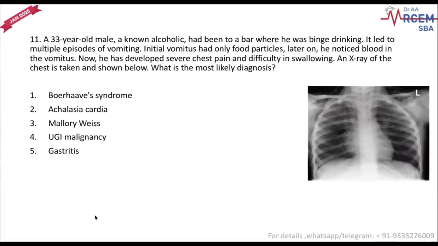A 33 year old male, a known alcoholic, has been to a bar where he has been binge drinking. It has led to multiple episodes of vomiting. Initial vomiting has food particles. Later, they have noticed that some amount of blood is present. Now he has developed severe chest pain and difficulty in swallowing. X-ray has been given. What's the likely diagnosis?